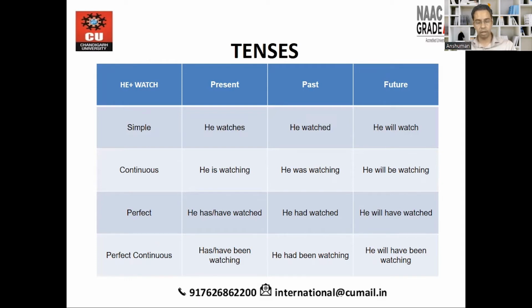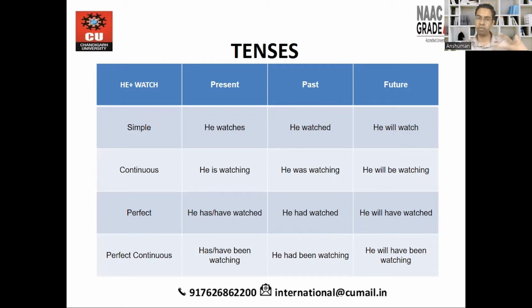So in continuous, subject plus is plus ing plus object will be the basic rule. If it is past continuous, then we'll be using subject plus was plus ing. If it is future, then subject plus will be plus ing. So likewise, this will be the rule for continuous tense.